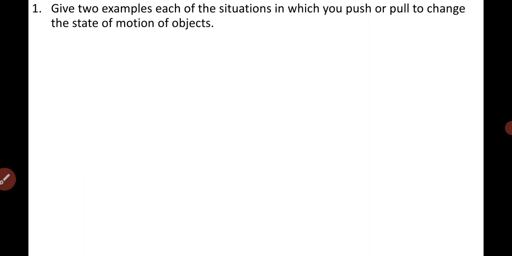So you have to give two examples of each of the situations. In the push also you have to give two examples, and in pull also you have to give two examples in which the state of motion of the objects can be changed.